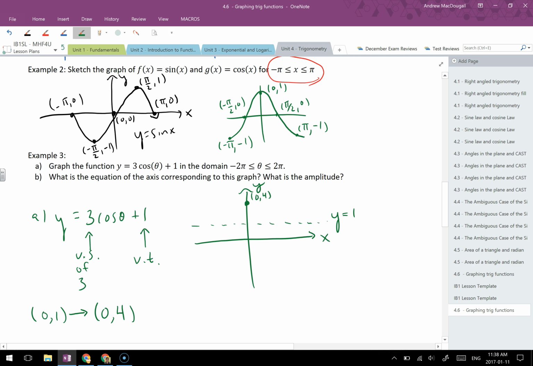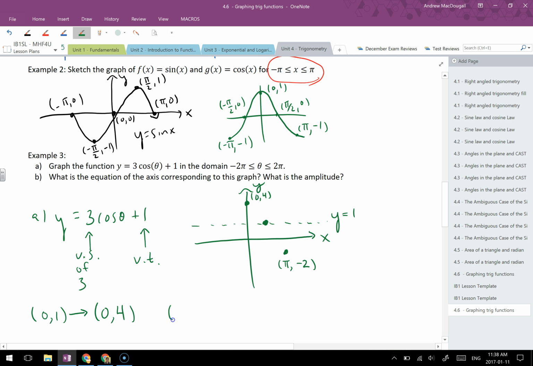Now we haven't changed the x values at all. So every pi over 2, we're actually going to go between the principal axis. The minimum is going to be at pi. This is negative 2 because our vertical stretch is 3. That affects our amplitude. Okay, so you may remember this from last year. We go down 3 from the principal axis. And we can check this.